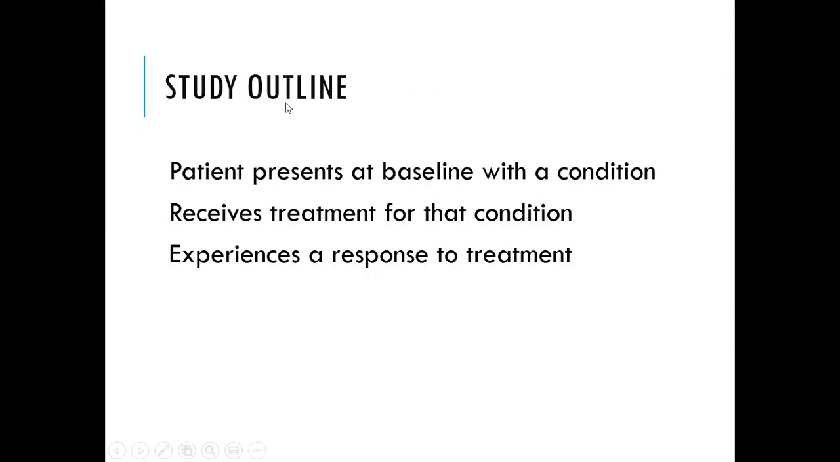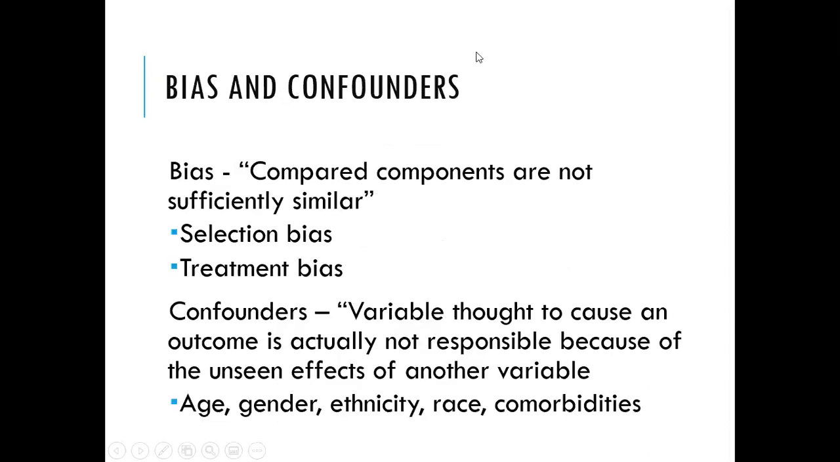So we need to have a study outline. We need to look at the baseline of the patient, what treatment he is receiving, and what response is coming out. We also need to take care of bias and confounders. Bias could be a selection bias or a treatment bias. Confounders could be anything varying from age, gender, ethnicity, race, and comorbidities.